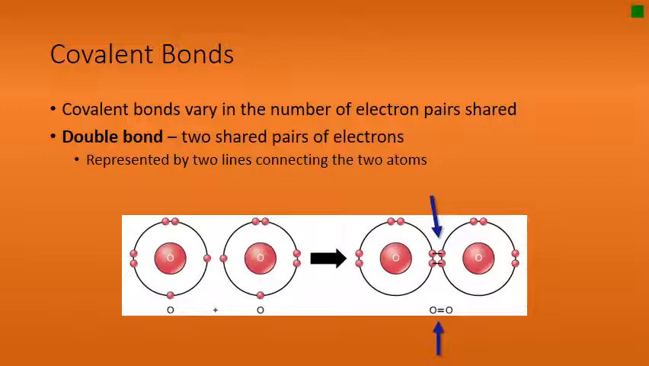We represent it by two parallel lines connecting the two atoms. So for example, in oxygen gas, the two oxygen atoms, each with 6 valence electrons, both want 8 valence electrons, so they share two pairs.